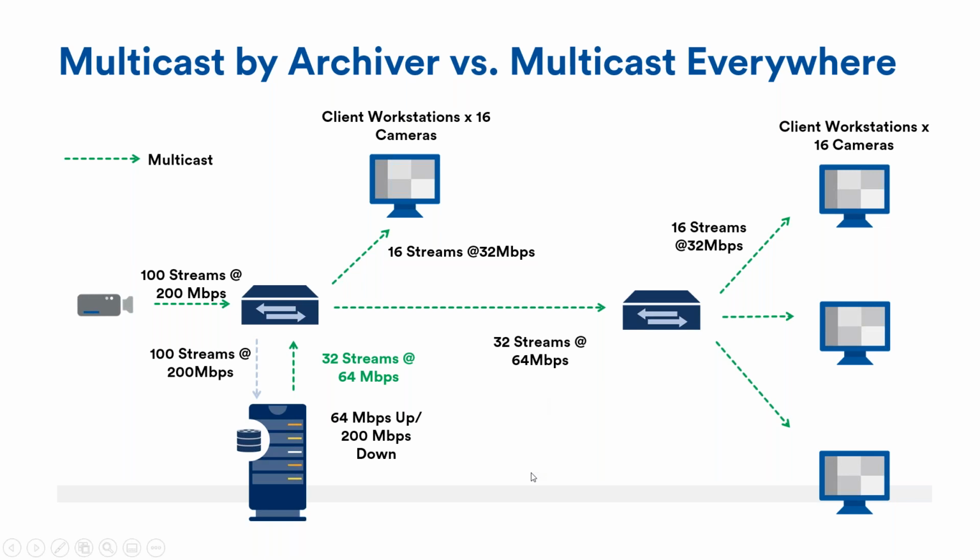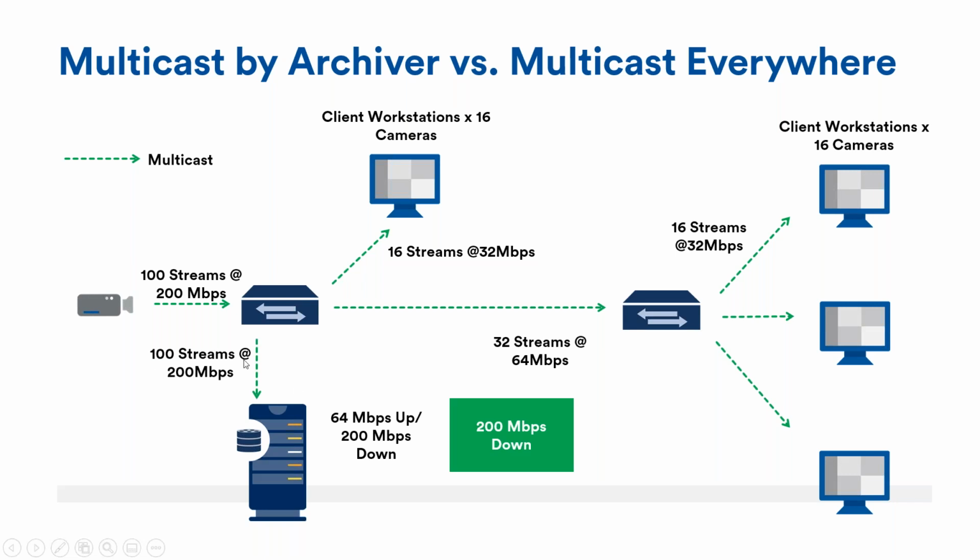And the last scenario is going to be multicast by archiver versus multicast everywhere. So we just showed multicast by archiver, 32 streams at 64 megabits per second going up and 200 megabits per second going down, right? For a total of 264 megabits total throughput in that archiver. And now let's see what the load on the archiver would be if the camera supported the ability to send a multicast stream.